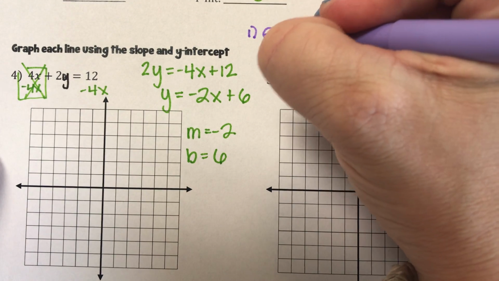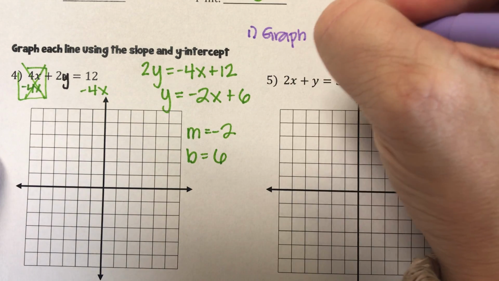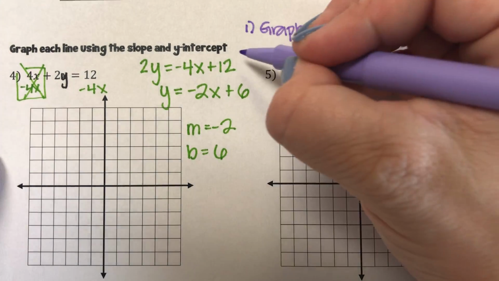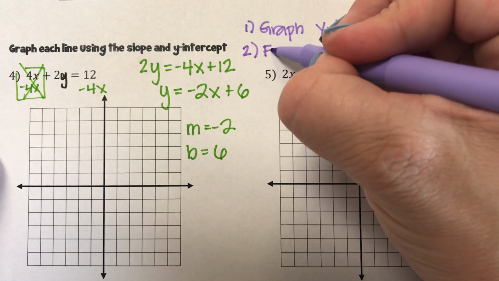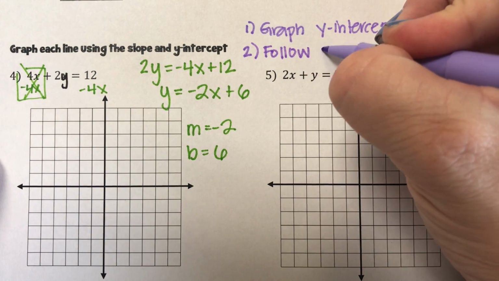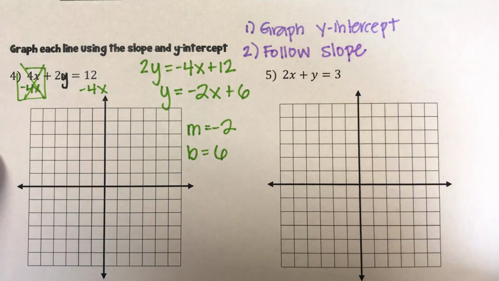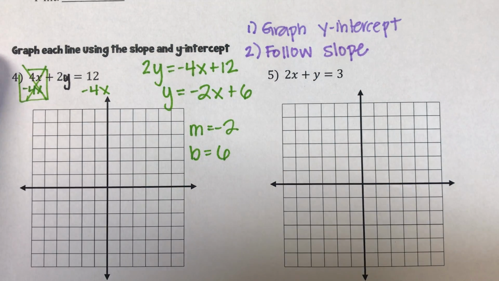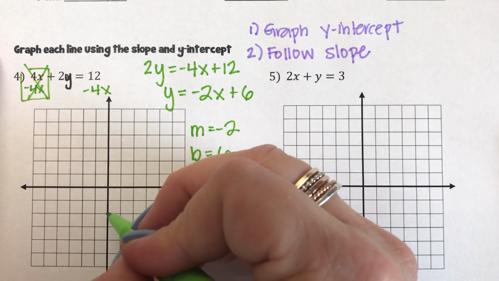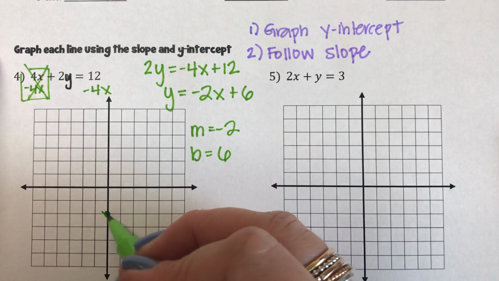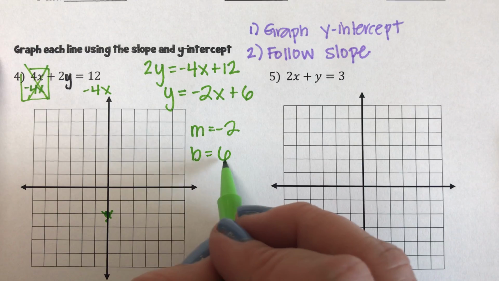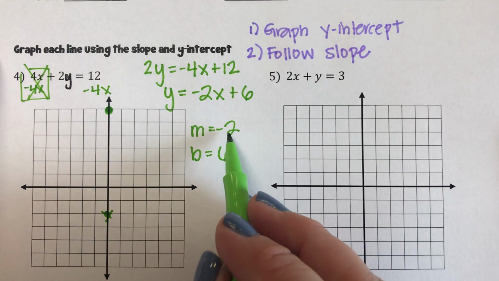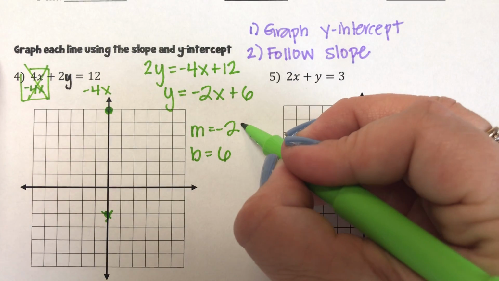is to graph your y-intercept, and then what I've kind of dubbed following your slope. Okay, so we want to graph the y-intercept, and then we want to follow the slope. So our y-intercept was -2. Oh, just kidding. Our y-intercept was 6. 1, 2, 3, 4, 5, 6. And my slope is -2.